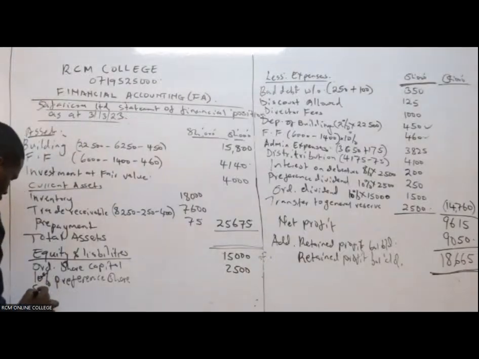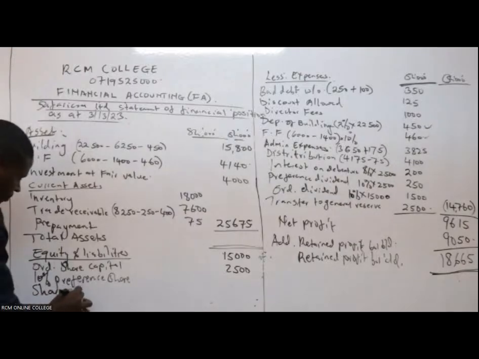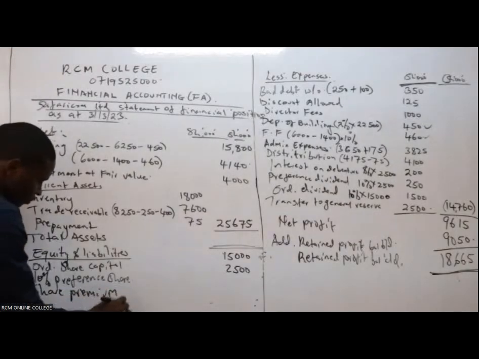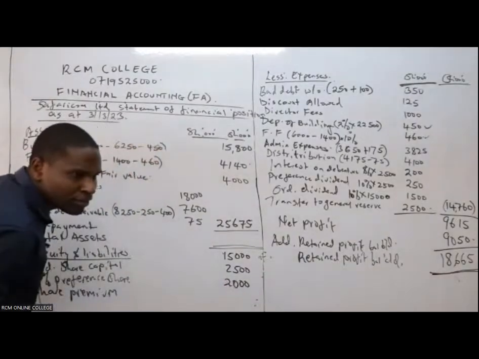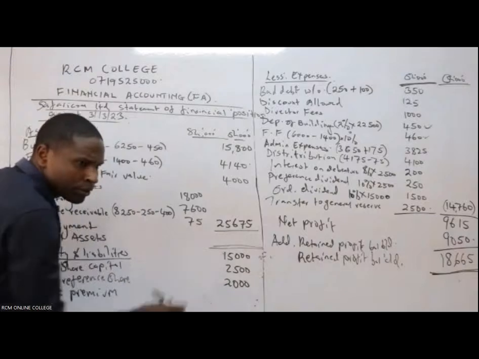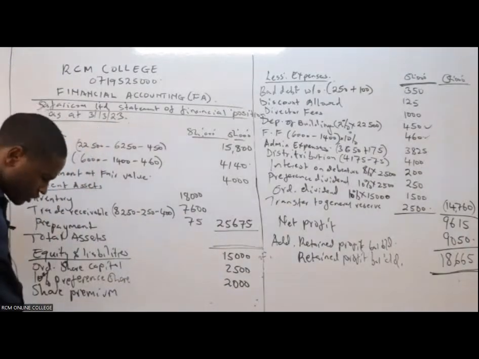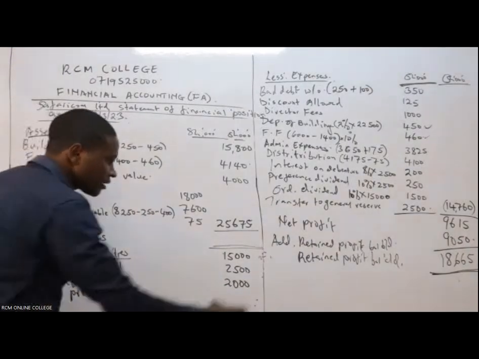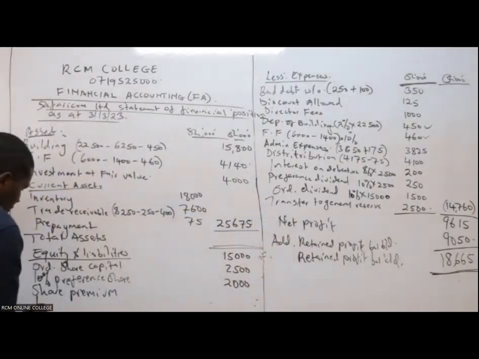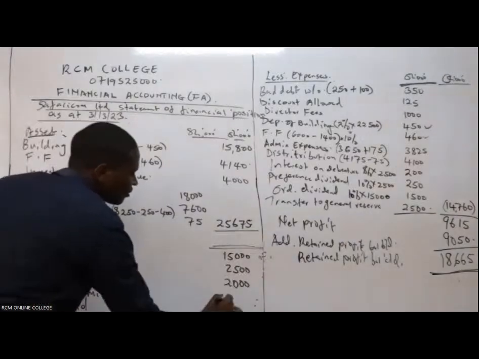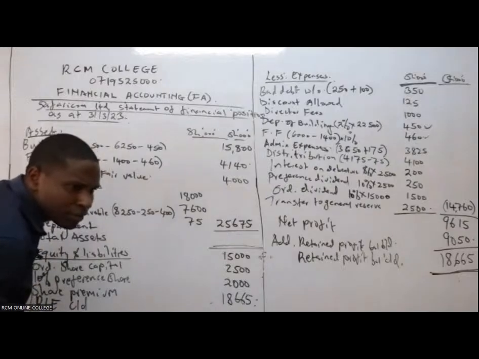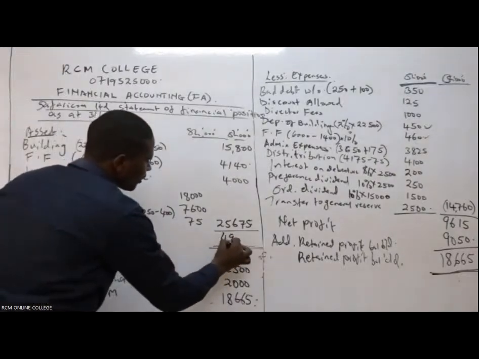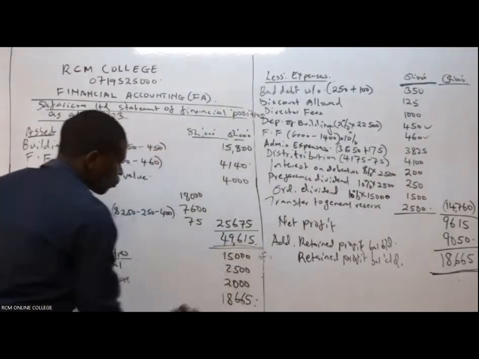Let's finish the share premium we were given. Share premium was 2,000. For the interest of time, 2,000. Then we had retained earnings, the one that is carried down. Retained earnings carried down is 18,665. The total is 49,615. We are almost there.